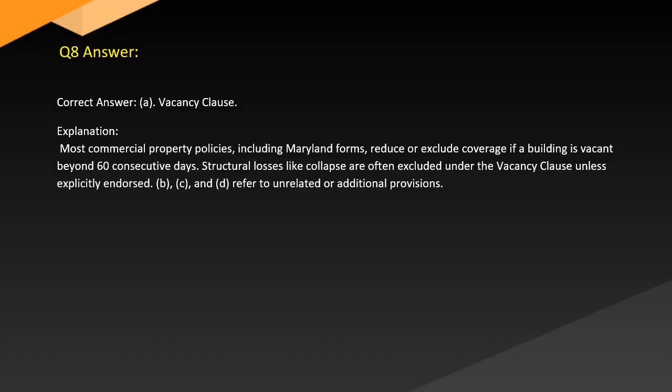Answer. Correct answer: A. Vacancy clause. Explanation. Most commercial property policies, including Maryland forms, reduce or exclude coverage if a building is vacant beyond 60 consecutive days. Structural losses like collapse are often excluded under the vacancy clause unless explicitly endorsed. B, C, and D refer to unrelated or additional provisions.